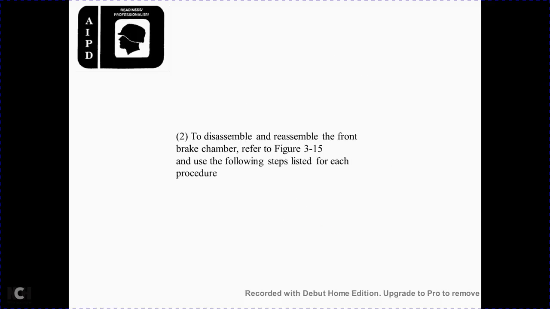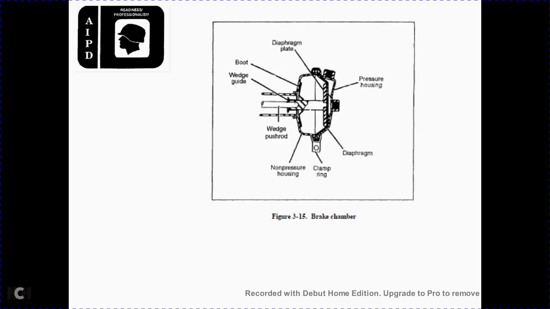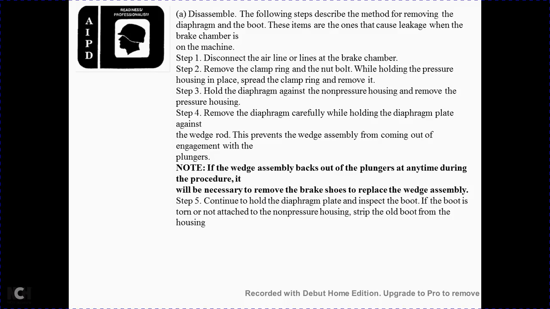To disassemble and reassemble the front brake chamber, follow the steps listed in each procedure. Figure 315 shows the diaphragm plate, pressure housing, diaphragm, clamp ring, wedge, push rod, boot, and wedge guide. Disassemble by following these steps to remove the diaphragm and boot. Step 2, disconnect the air line from the brake chamber. Step 3, remove the clamp ring and the nut and bolt holding the pressure housing in place.